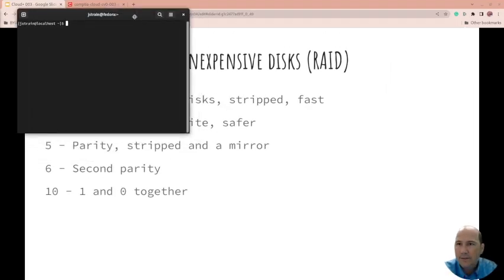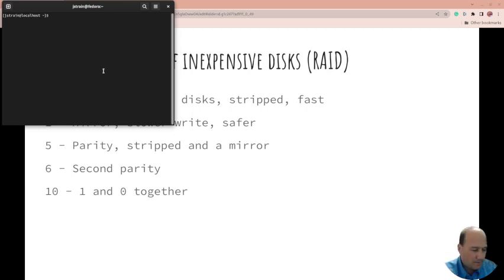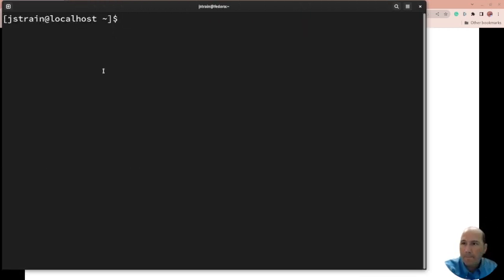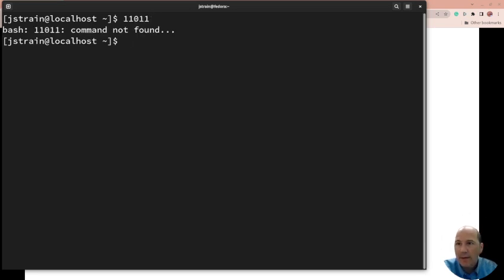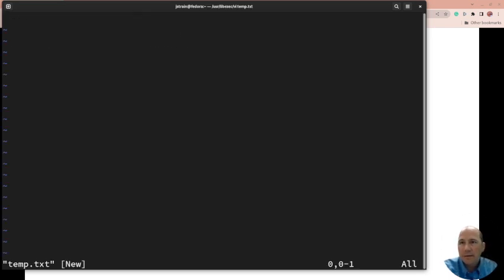This is what I like to do with some of my students here. If we have a disk and it has 11011, and then we have another disk. So we're just thinking about bytes, and it has 10111.